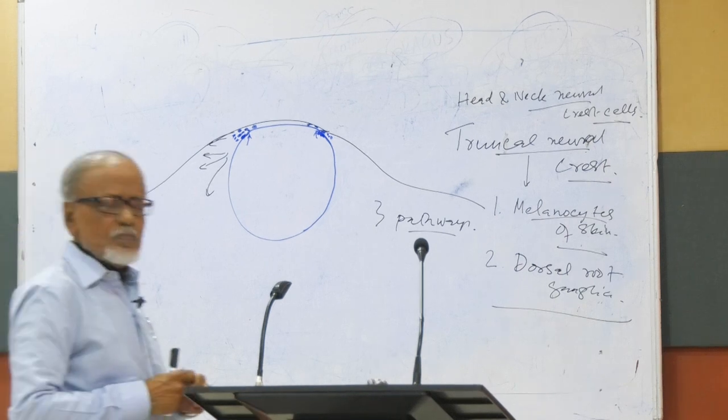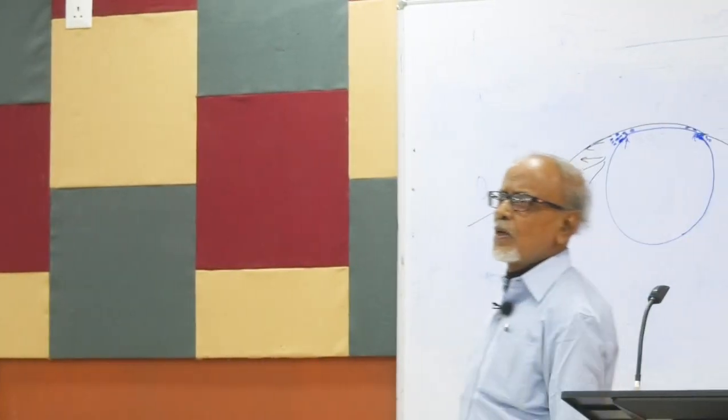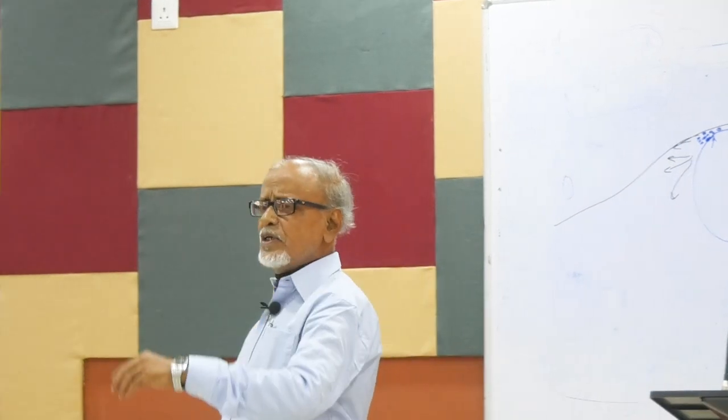Dorsal root ganglia. Where do we find them? The name suggests that it will be associated with the dorsal or sensory root of a spinal nerve. That I think you know. Each spinal nerve issues from the spinal cord in the form of two roots.